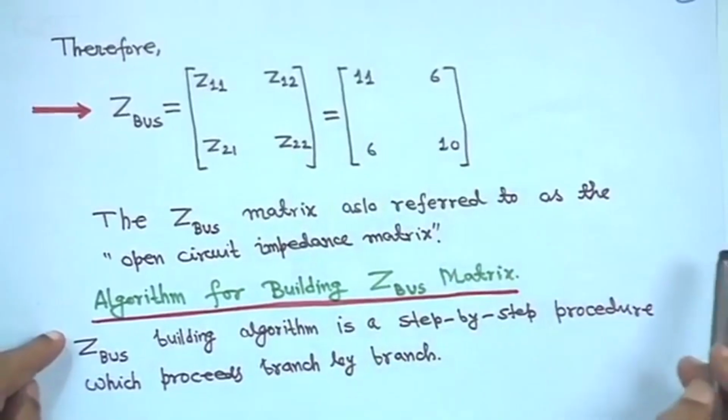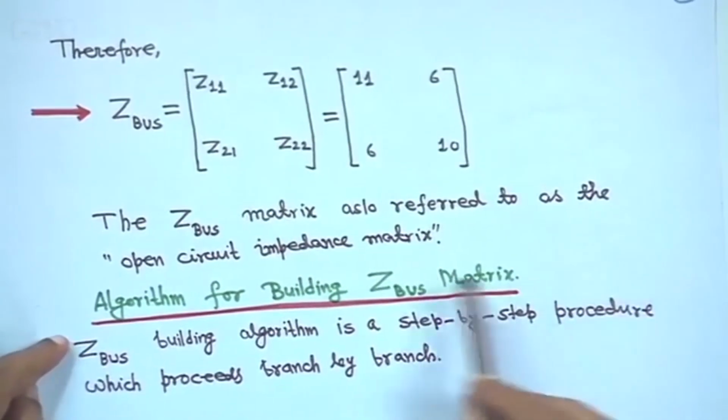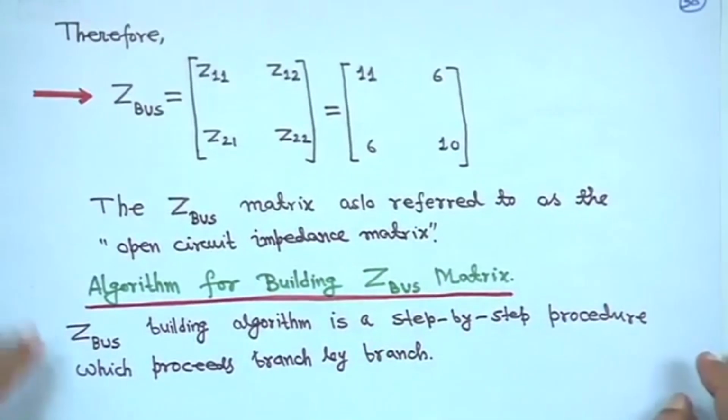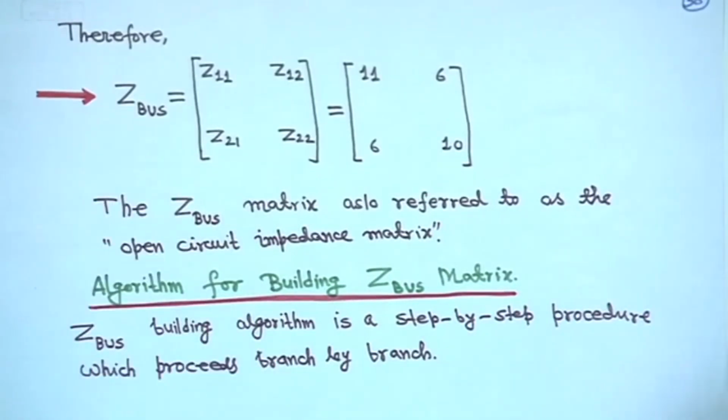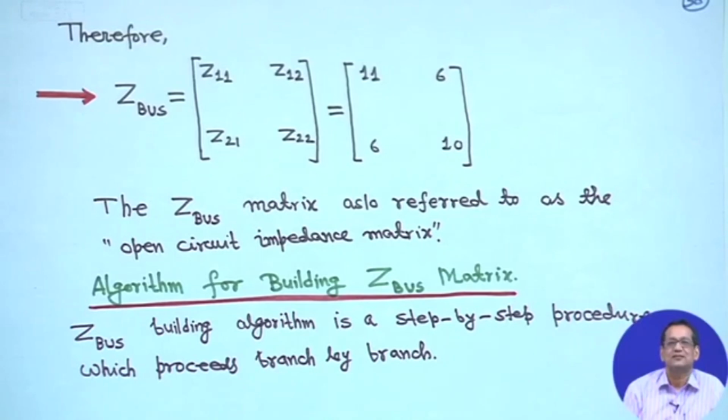This is the Z bus matrix, also referred to as the open circuit impedance matrix. So, this is one methodology I showed you to obtain it, but for a large network, getting Z bus this way is actually difficult. So, now the algorithm for building the Z bus matrix.